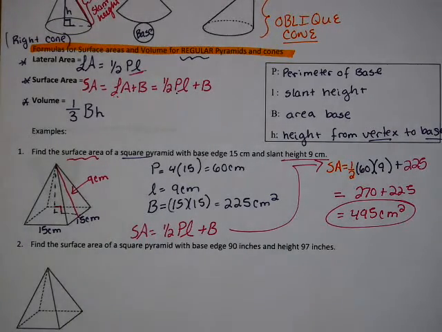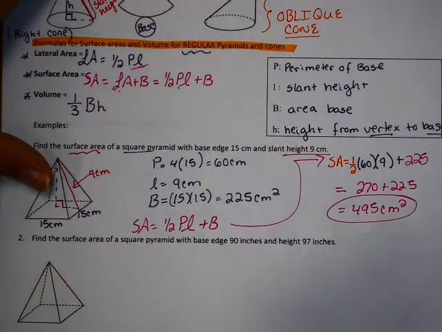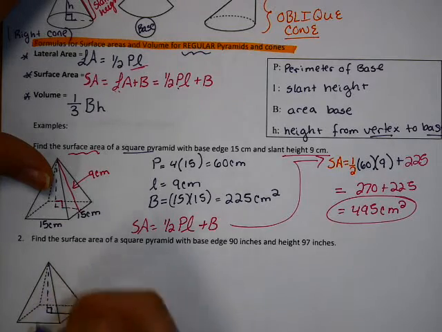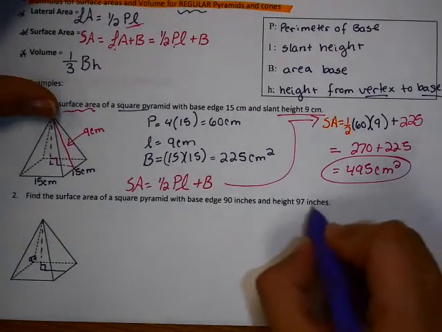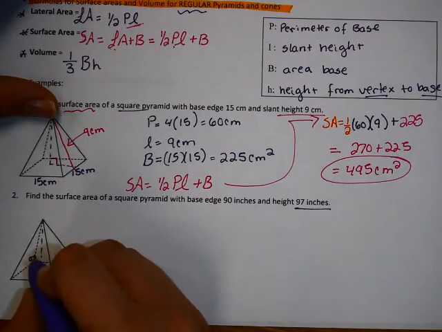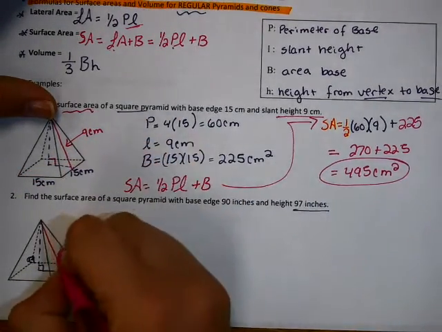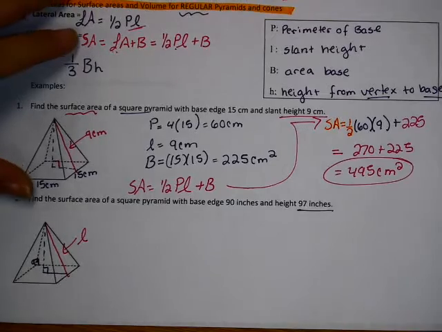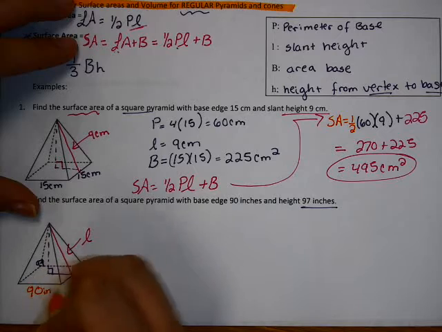All right, this time we're given the height and we have to find the slant height. So again, I'm going to draw in what I know. I'm drawing the height, which we know is 97 inches. And we have to find the slant height, so I'm going to just label that L. And the base edge is 90 inches. So 90 by 90.